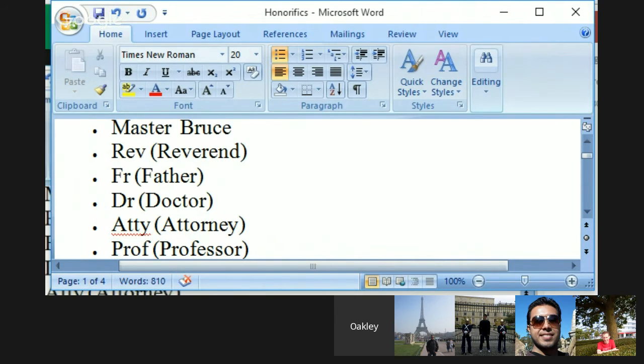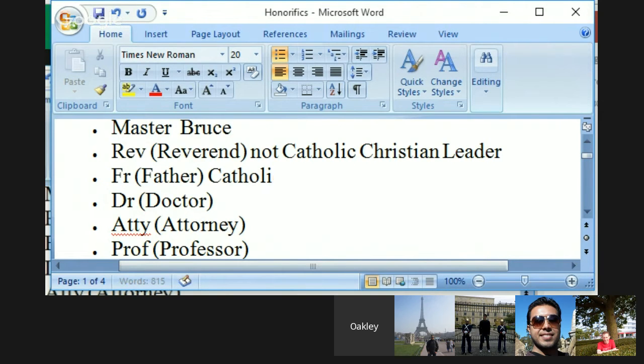A person that manages some religion or community. Yeah, that's right. So a not Catholic Christian leader of a church. Okay, so they're a reverend, as opposed to Father, which is Catholic. And how would you address a Catholic priest? Okay, you could say both of them are priests, but these are the honorifics.